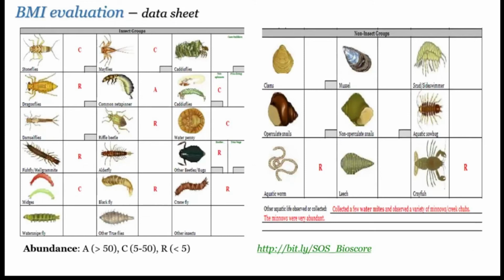If you see something where you have greater than 50 of those, most likely you can tell if there's greater than 50. If they're common, they're between 5 and 50. If they're rare, they're less than 5. So you record these numbers in all these categories.